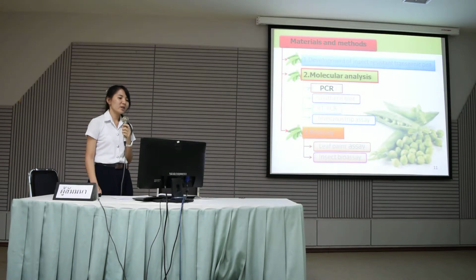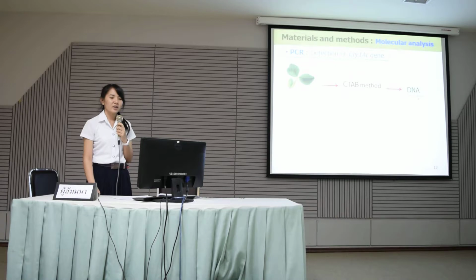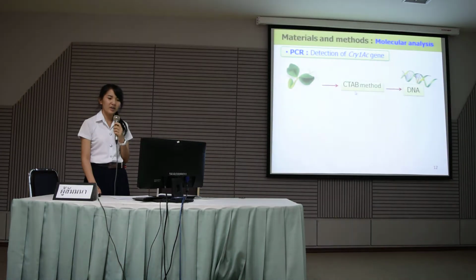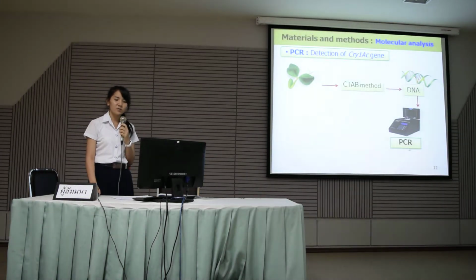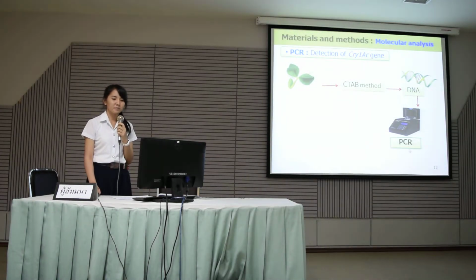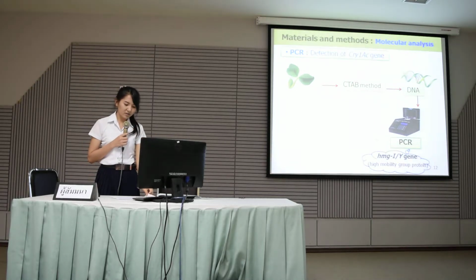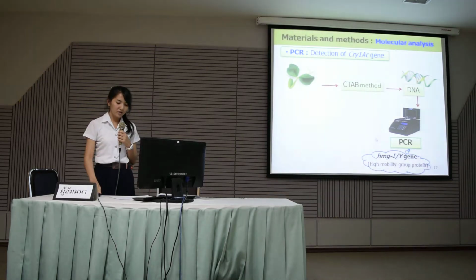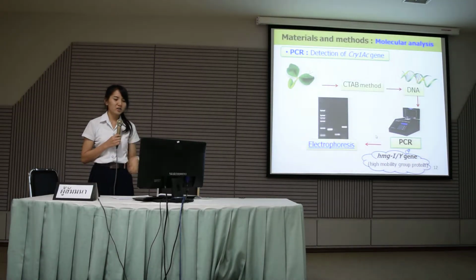Next is molecular analysis. Let's start with PCR. DNA was isolated by the CTAB method from leaf of transgenic P and was used for PCR. Primer for HMG I/Y gene. The results were analyzed by electrophoresis.